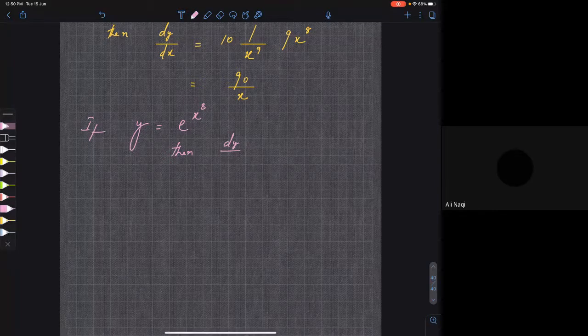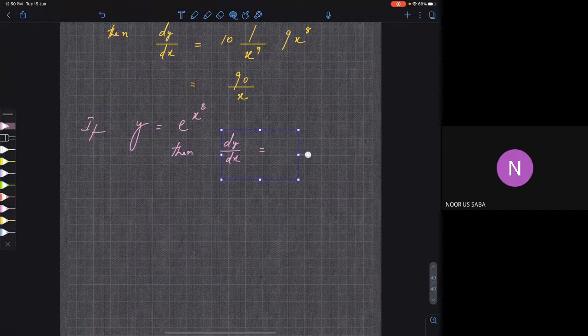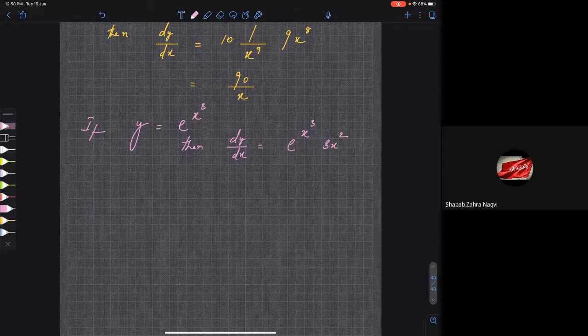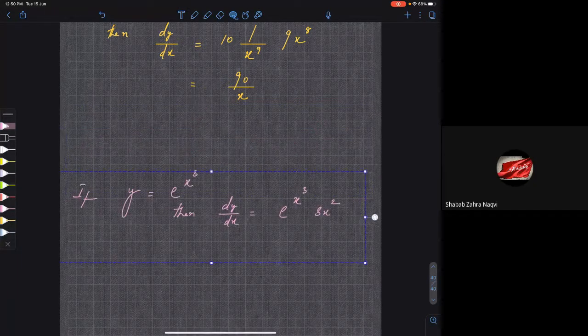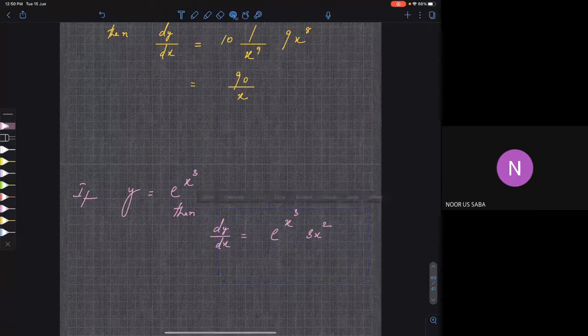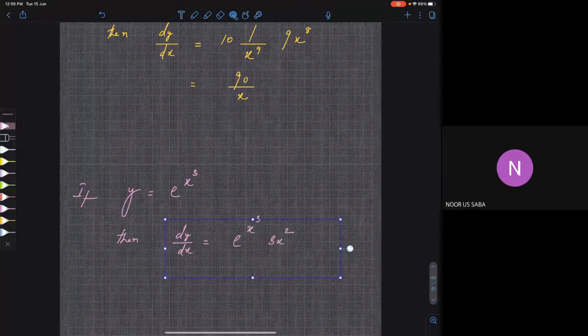Just think and tell. So e to the power x cube into 3x square. Clear? Are you getting my point?